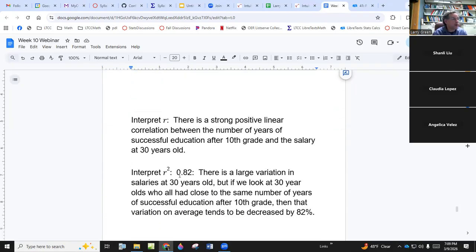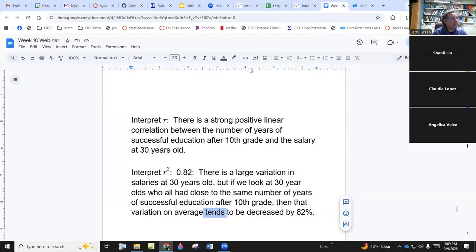Okay, to interpret R squared, which is 0.82, there is a large variation in salaries at 30 years old. But if we look at 30-year-olds who all had close to the same number of years of successful education after 10th grade, then that variation on average tends, that word tends has to be there, to be decreased by 82%. So make sure you pop that.